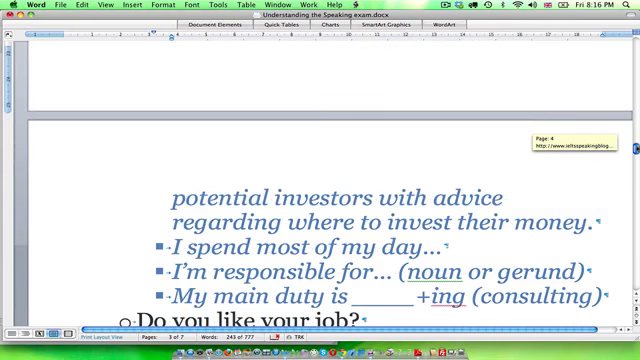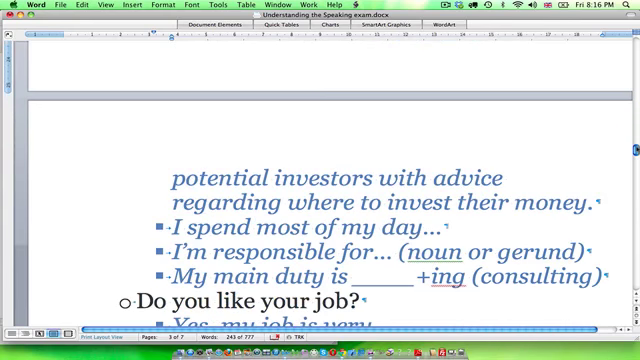Okay, or we could continue by going on. So I spend most of my day visiting clients, talking with potential investors on the phone, maybe recruiting. You develop it. I mean, you're an expert on your own career, so there should be lots for you to say. Nice academic phrases to use are things like "I'm responsible for," and then you follow that with a noun or a gerund. So I'm responsible for looking after and then whatever part of your department, or I'm responsible for the paperwork that allows our company to do X, Y, and Z.